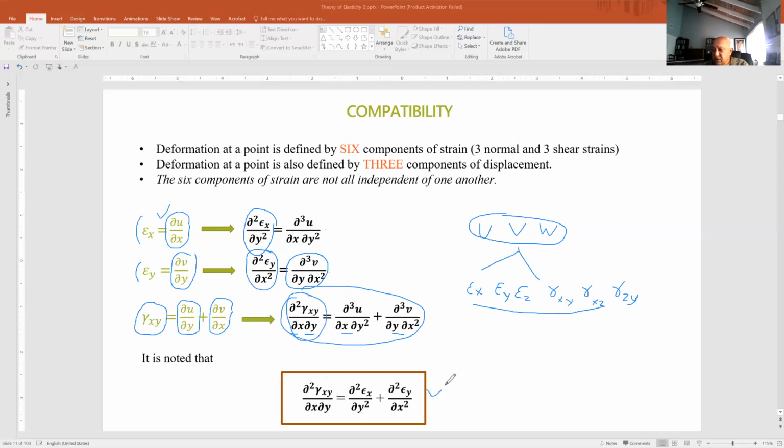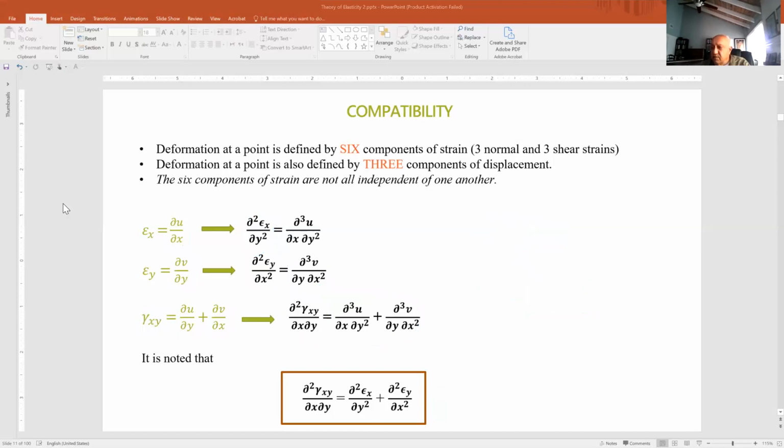This is the first compatibility equation that tells us the second derivative of shear strain with respect to x and y is equal to the second derivative of epsilon x with respect to y plus the second derivative of strain in the y direction with respect to x. This is the first compatibility equation.